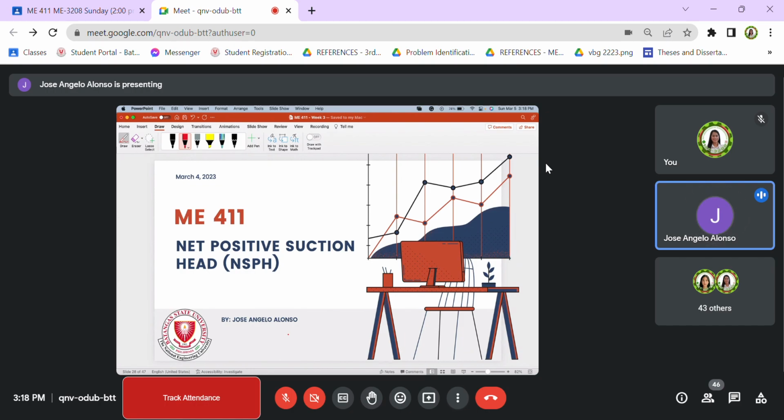Ngayon naman, we have what we call the net positive suction head. It's also part ng pagde-design ng mga pump. Merong purpose kung bakit kailangan natin makalculate si net positive suction head. But please be reminded as well na si net positive suction head is independent sa tinatawag natin na total dynamic head or TDH.